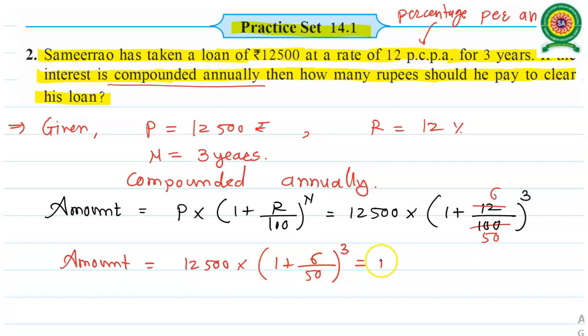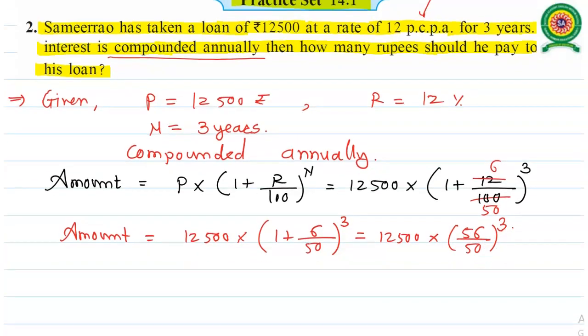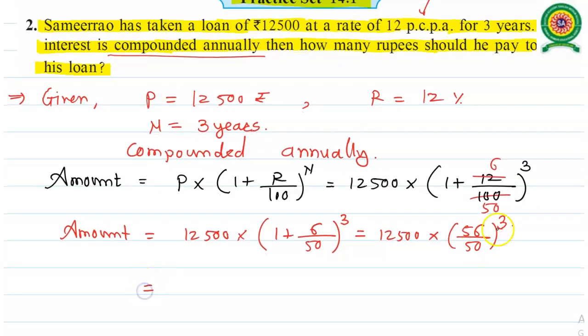Doing the cross multiplication in the bracket, we get 50 ones are 50, plus 6 is 56, divided by 50, the whole cube. Now the whole cube means multiplication three times. So 12,500 into 56 divided by 50, into 56 divided by 50, into 56 divided by 50.